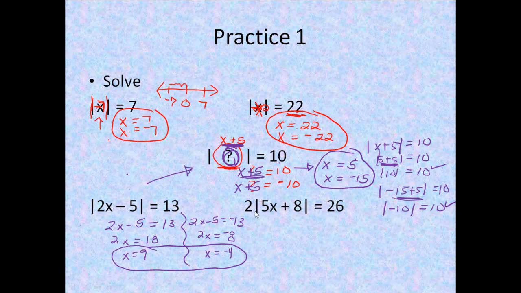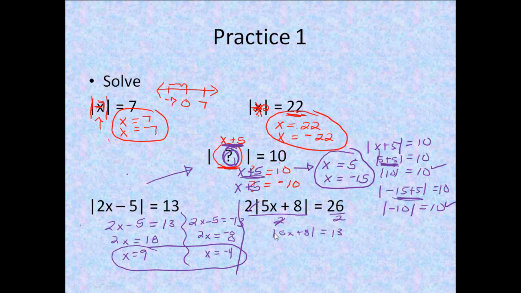Okay, the last one. This one's a little bit different because of this 2 out in front. Now I told you before that absolute value symbols are kind of like grouping symbols, so we don't want to start working on the inside of them until everything is gone around them. So this one, before I set up my equations, I need to divide both sides of my equation by 2. So now I'm just left with the absolute value of 5x plus 8 is equal to 13.